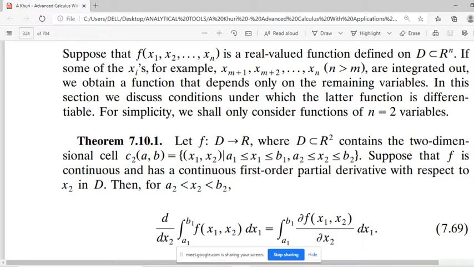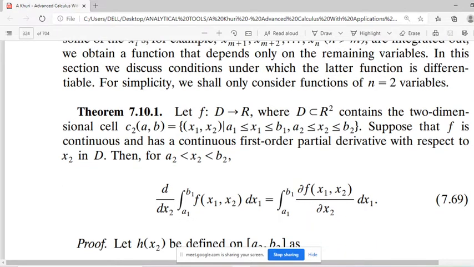Let us consider this theorem. Let f be a function from D to R where D is a subset of R2 that contains the two-dimensional cell C2AB. You know what is a two-dimensional cell? That is, C2AB is nothing but a cell that consists of points in the region a1 less than or equal to x1 less than or equal to b1 and a2 less than or equal to x2 less than or equal to b2. I will show you that region. I think we have already discussed that region in detail, no problem, so I am skipping that.